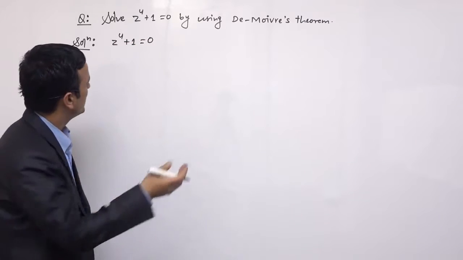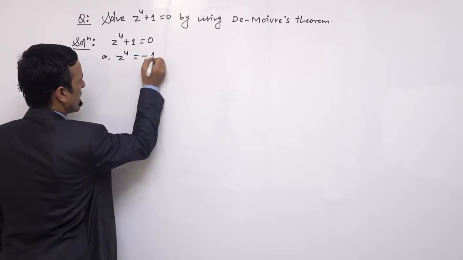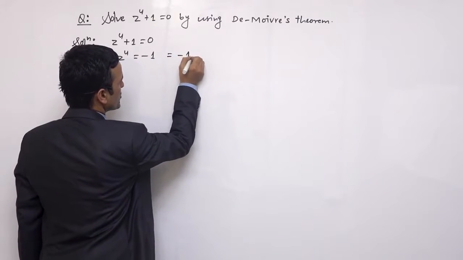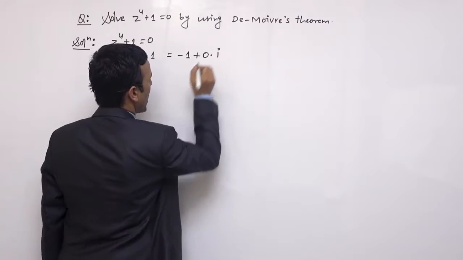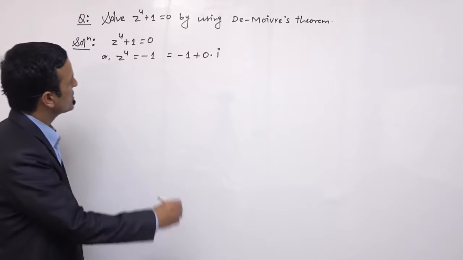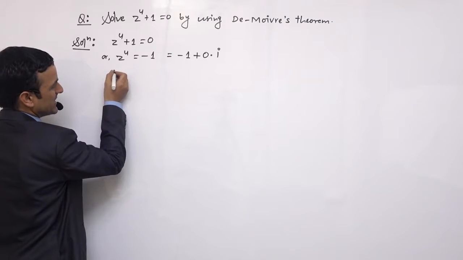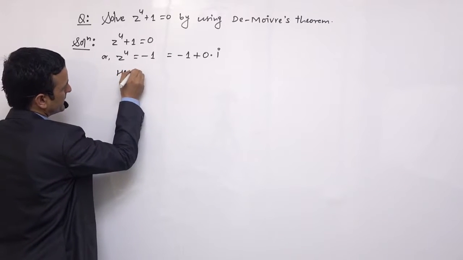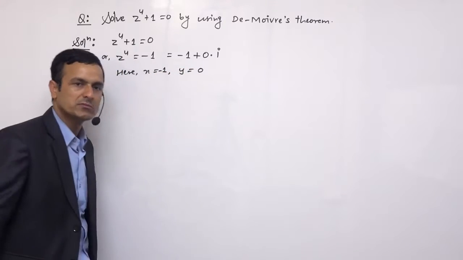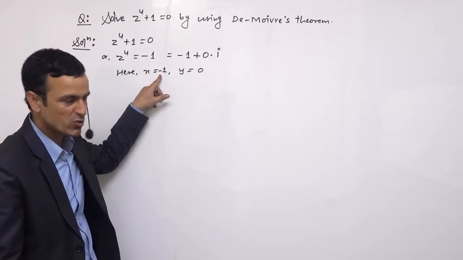This is the question. And also we can write z power 4 is equal to minus 1. Minus 1 plus 1 goes to minus 1. And it can be written as minus 1 plus 0 into i, to express it in the form x plus iy. So comparing this equation with x plus iy, we get x is equal to minus 1, y is equal to 0.